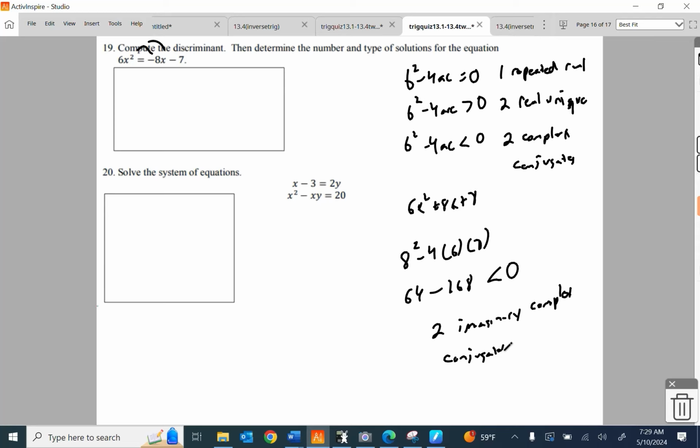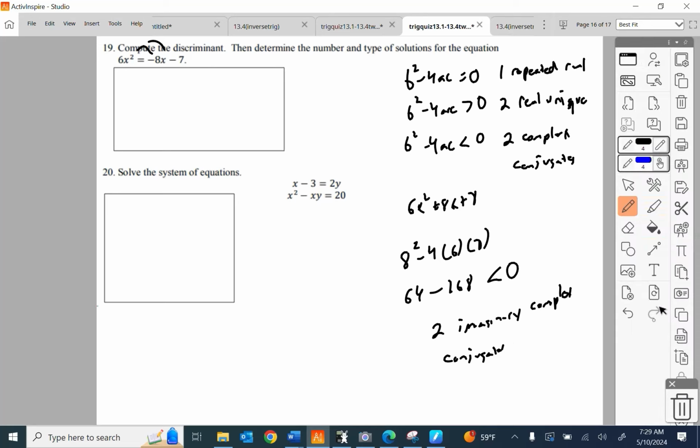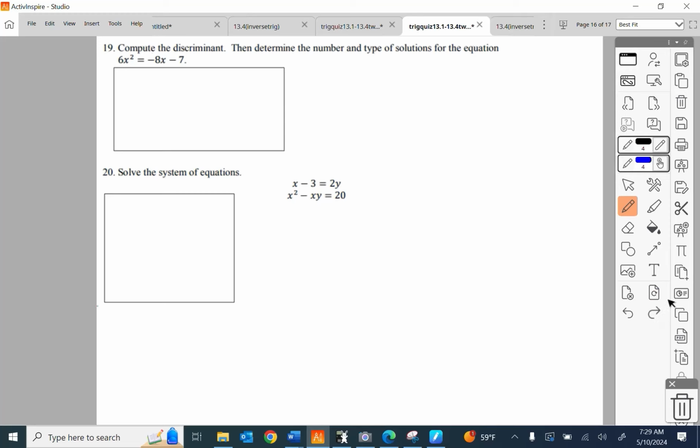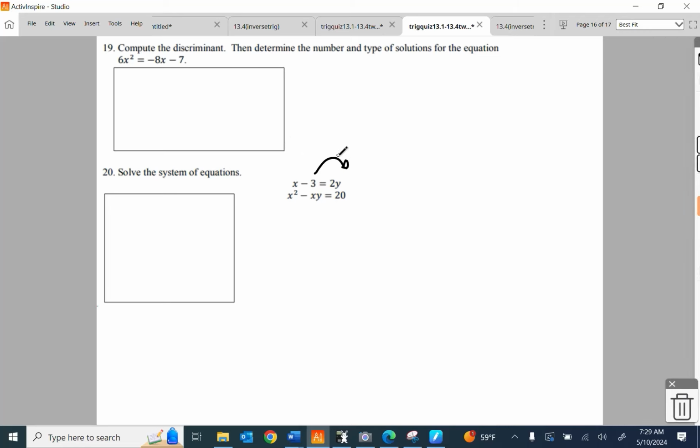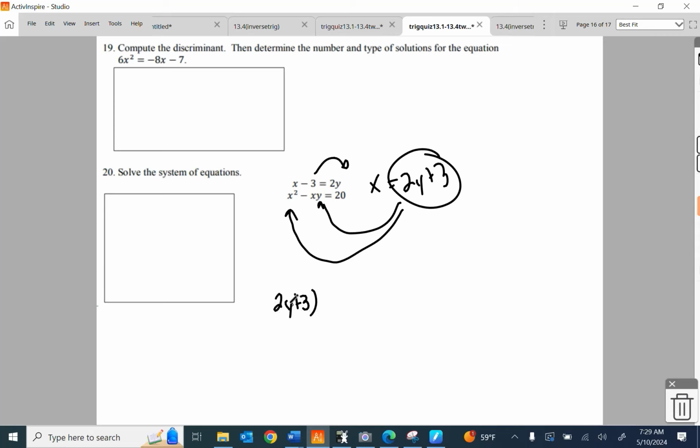All right, number 20, solve the system of equations. We have x minus 3 equals twice y, and x squared minus xy equals 20. This should be pretty straightforward for those of you who have any idea what's going on in algebra. We're just going to solve this one for x. So x is going to be 2y plus 3. And everywhere I see an x, I'm going to replace it with that. So here I have 2y plus 3 squared minus 2y plus 3 times y, and it's 20.